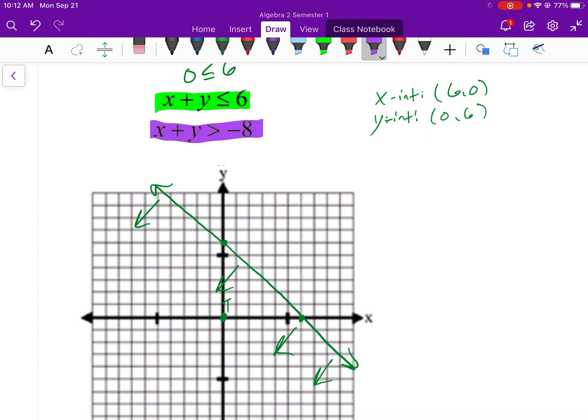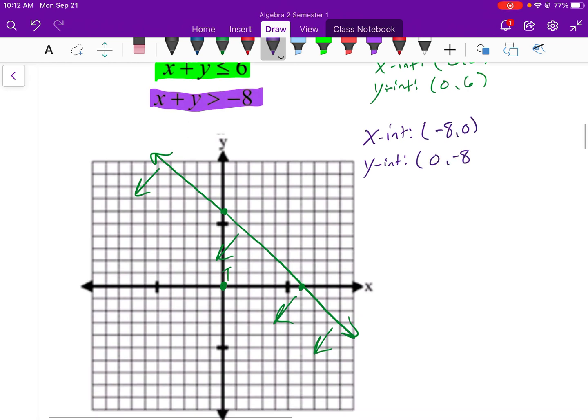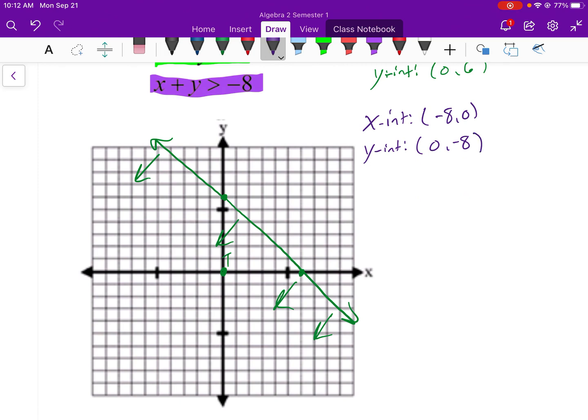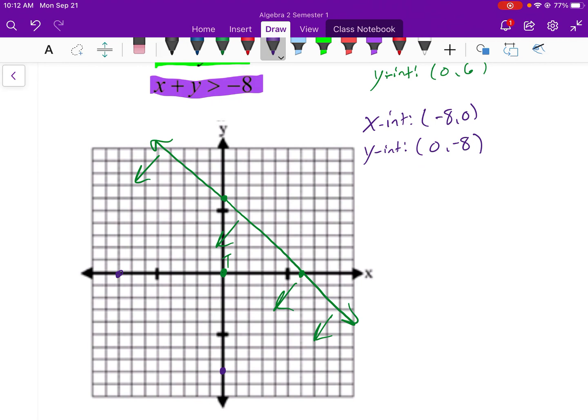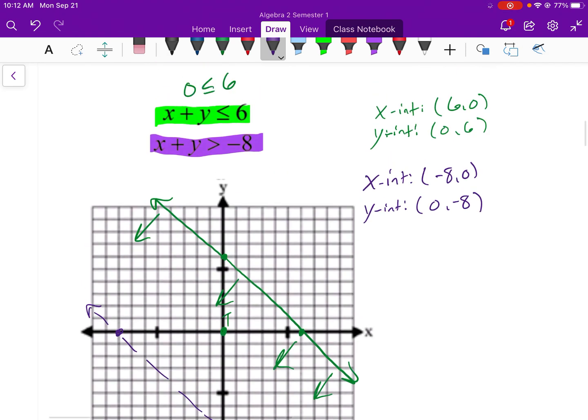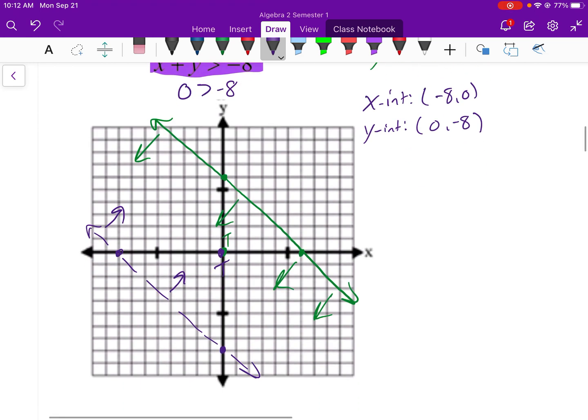Now, when I move to x plus y is greater than negative 8, we get that x-intercept and y-intercept again. In this case, it's (negative 8, 0) and (0, negative 8). We've got a dashed line due to it being just greater than. Then doing the test point again for (0, 0): 0 is greater than negative 8. That is true also, so we would shade above.